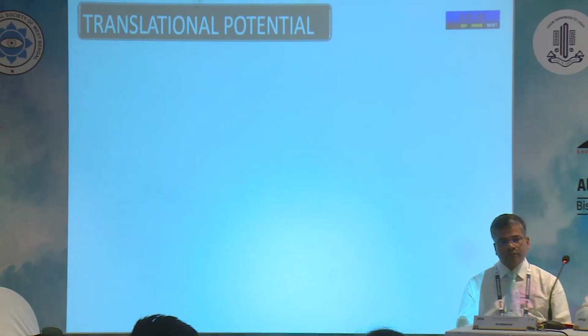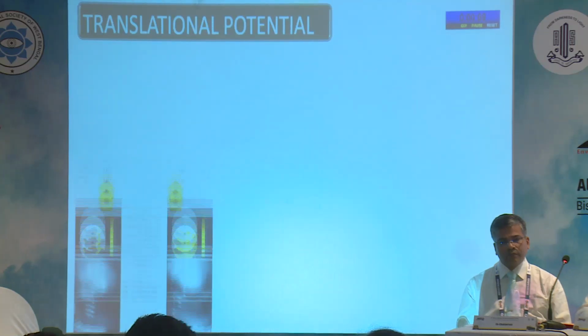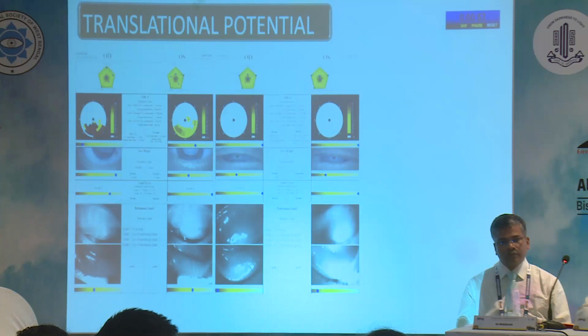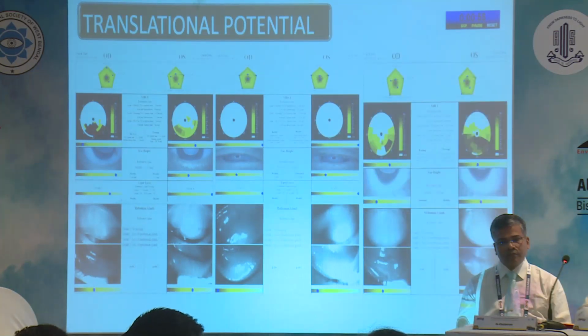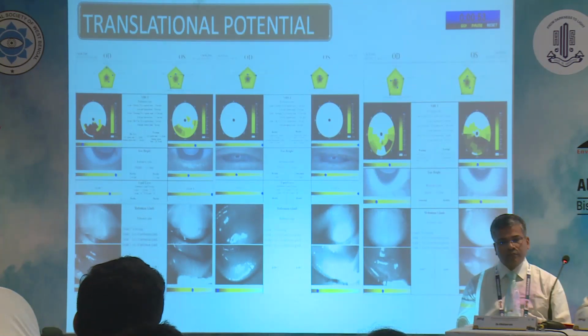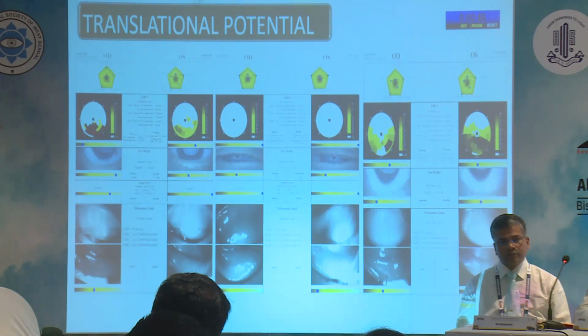So what is the translational potential of our study? This is how the report of the dry eye analyzer looks like, and you can see it is a color-coded report. The first report is showing dry eye in the right eye and the left eye is showing a warning. The second report is showing healthy in both the eyes, and then again the third report is a warning in both the eyes.